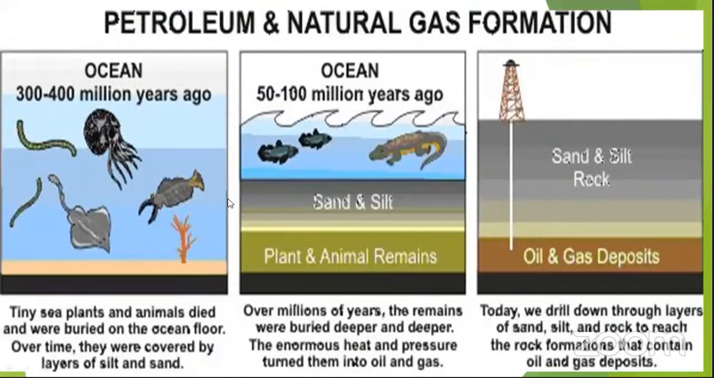So you see, this is how petroleum resources are formed. The aquatic organisms, the marine organisms, once they die, sand and silt deposit on them. Once sand and silt deposit on them, they are subjected to a huge amount of heat and pressure. That converts them to fossil fuel. Once the fossil fuel is formed, it is obtained through oil drilling.